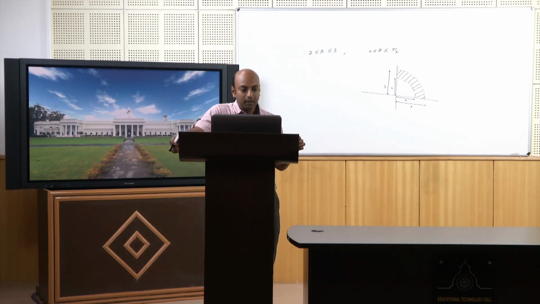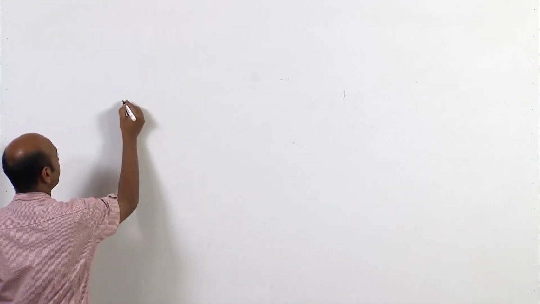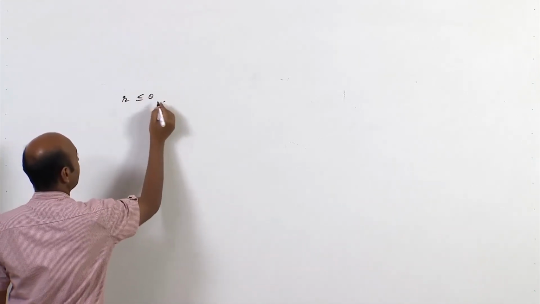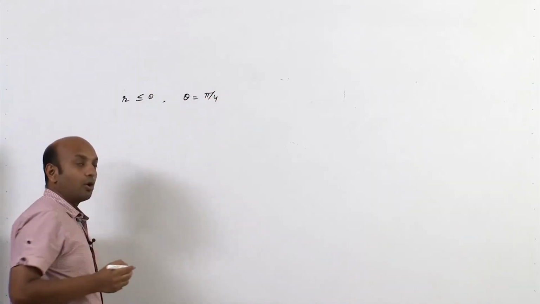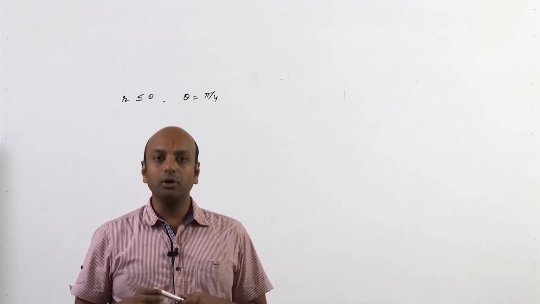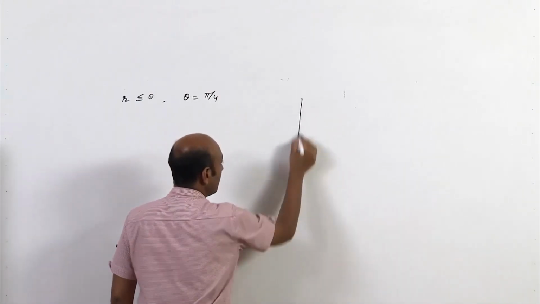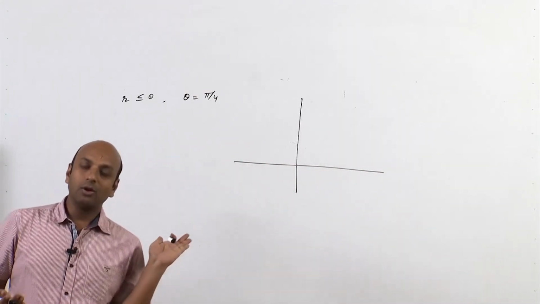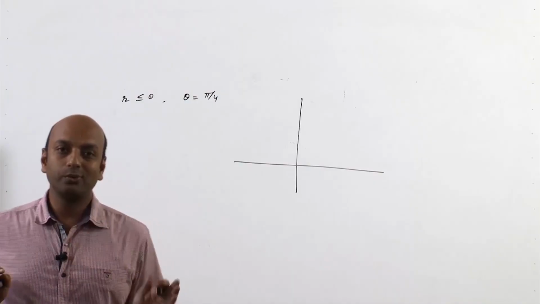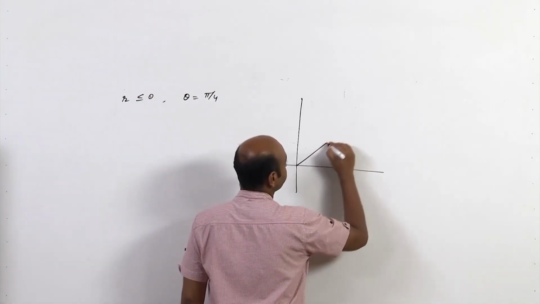Okay. Now, second problem is r less than or equal to 0 and theta is pi by 4. Now, first plot theta equal to pi by 4 when r is positive, and the image of that on the other side will give r less than or equal to 0. So, theta equal to pi by 4 is this line.